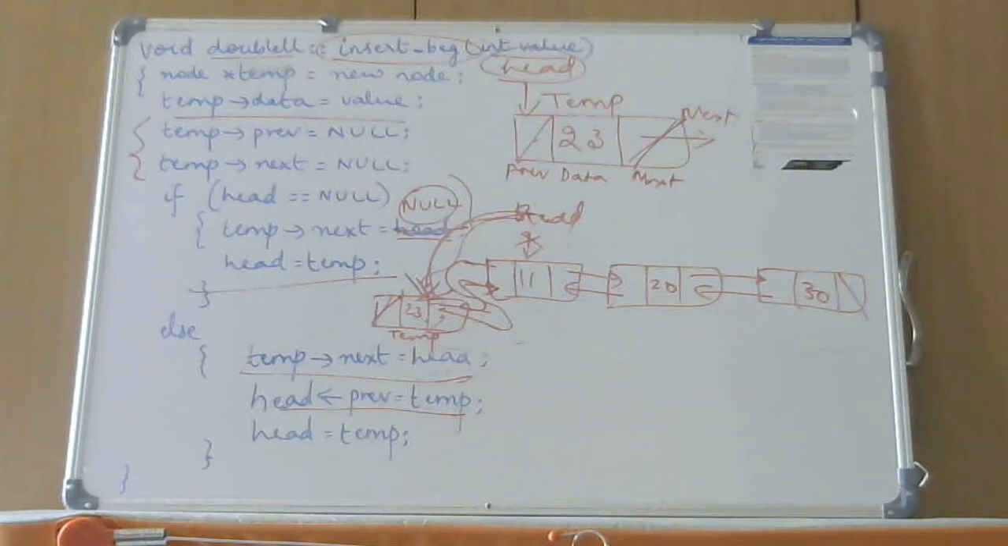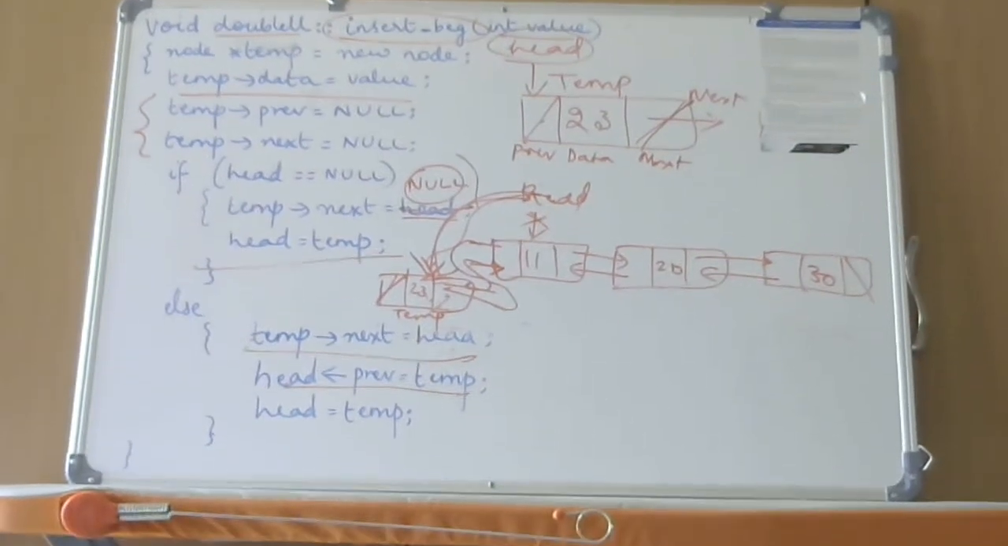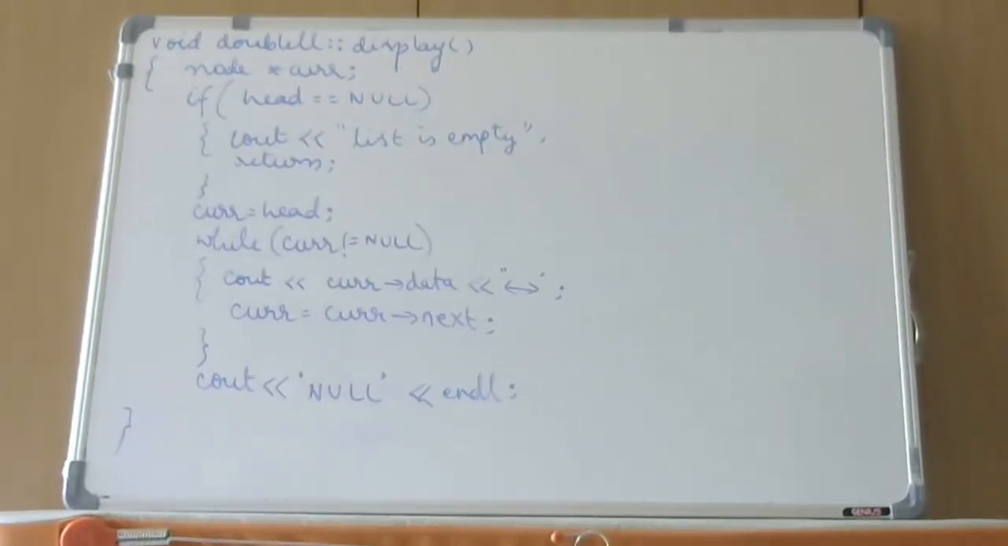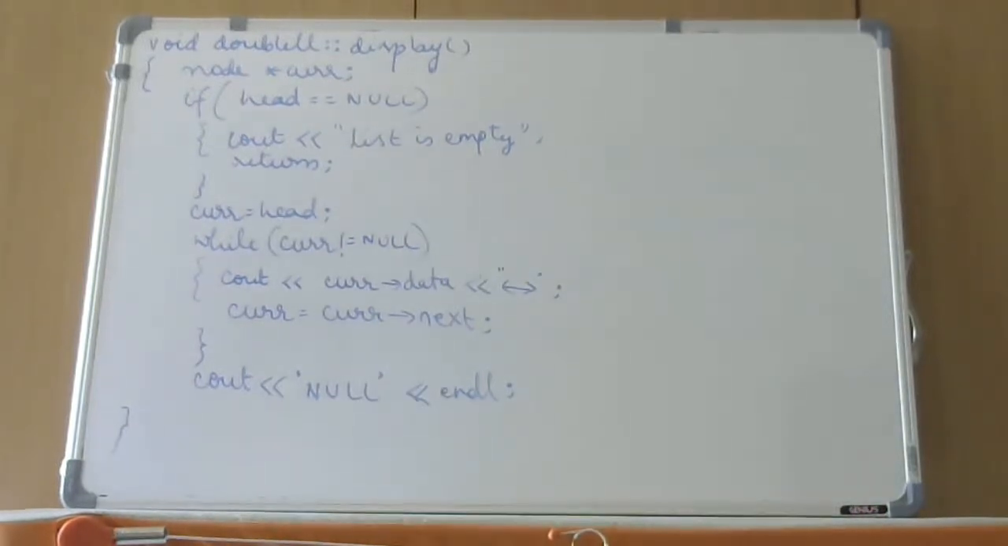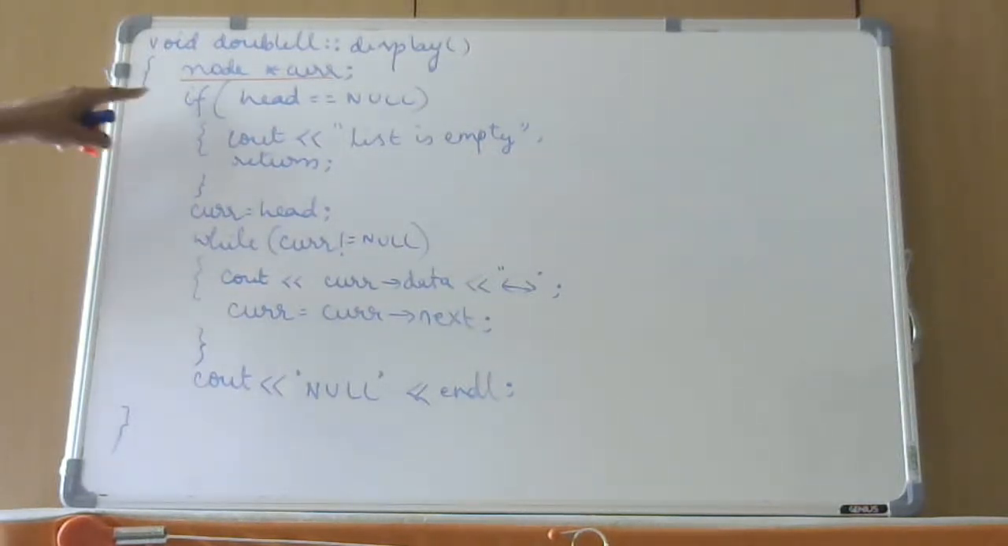Now let me take up how to display the list. We have seen insertion at the beginning. Next, let us see how we can display before I take up the other operations. So this is a function for displaying the doubly linked list. We have taken a pointer called current. Before displaying, we have to check if the list is empty. If the list is empty, then you cannot display anything. How do I check that? If head is equal to null, the list is empty, return.